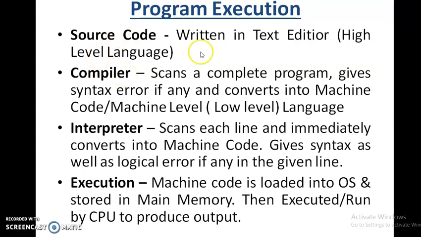Now let us see what is a source code. Source code is written in a text editor by using high-level language. That means the program that is written in a text editor using high-level language is called a source code. For understanding this thing, we will take one example.